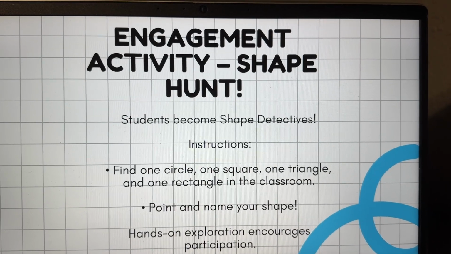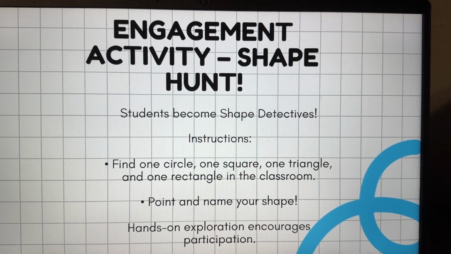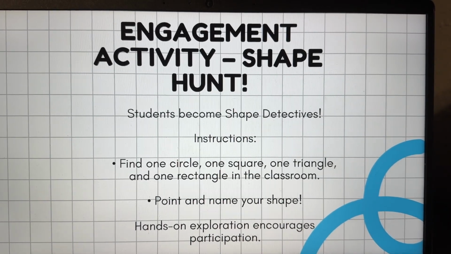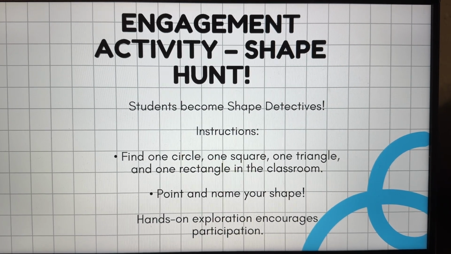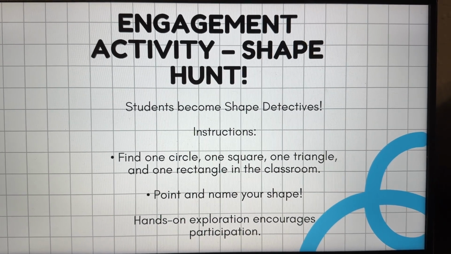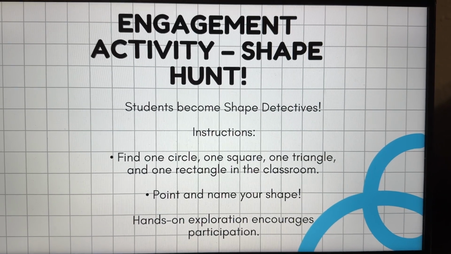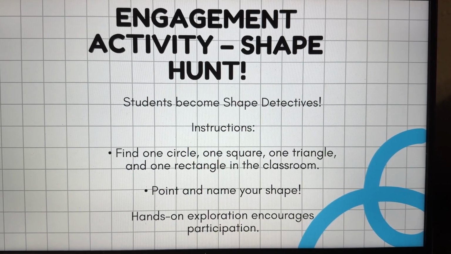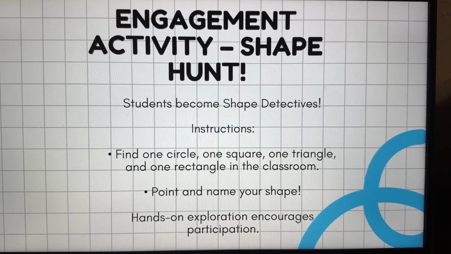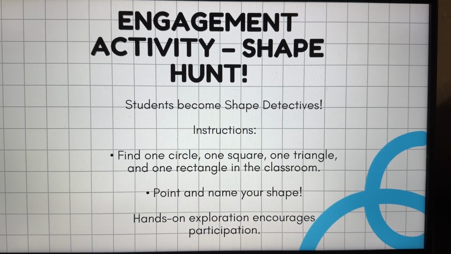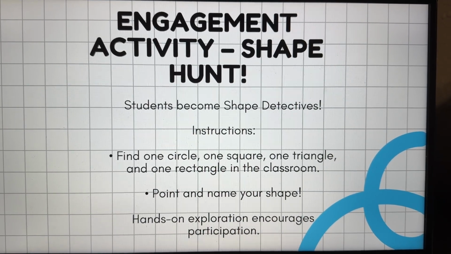Engagement activity is going to be shape hunt. Students become shape detectives. Our instructions for this assignment are going to be to find 1 circle, 1 square, 1 triangle, and 1 rectangle in our classroom. They are going to point and name their shape. This activity is hands-on. Exploration encourages participation.